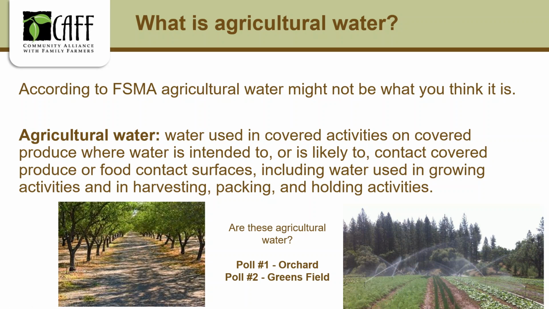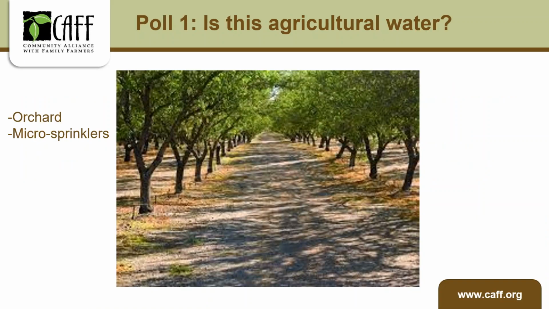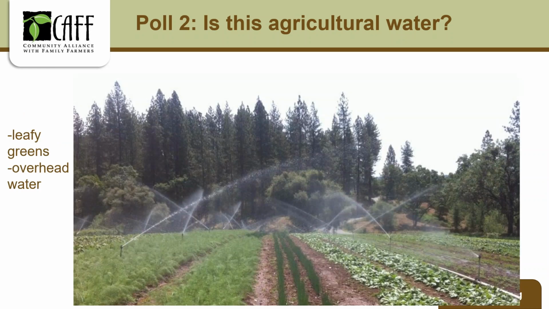So that water at the ground level, and that 6 or 12 inches off the ground where that water is, that is not intended to or likely to contact the covered produce or that peach up in the tree. So that water under the FSMA is not considered agricultural water because it's not likely or supposed to be touching those peaches. And then we have another example here that is overhead water on leafy greens in a field with all sorts of crops out there, different leafy greens.